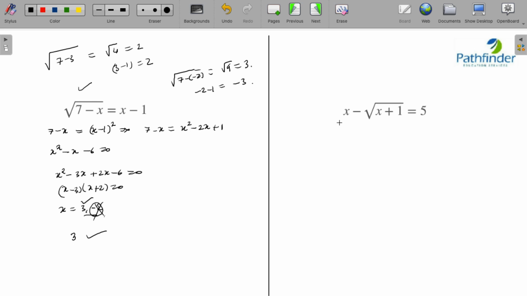Next, we have another equation: x minus under root of x plus 1 is equal to 5. Again, a good idea is to take all the terms with the under root onto one side. So you have x minus 5 is equal to under root of x plus 1. Now this is exactly similar to the equation that we just now solved. So what are we supposed to do now? Just square both the sides.